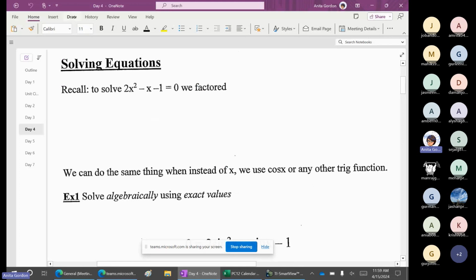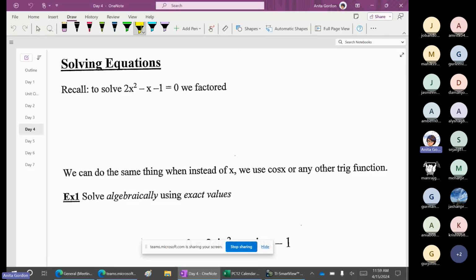Okay, so in grade 11, and grade 10 probably too, you learned how to factor a quadratic to solve for x. So if you have a quadratic function and it equals 0, we look at the first number and the last number. We're looking for two numbers that will multiply, 2 times -1 is -2, and we'll add to the middle number, which is -1. What are my options? Multiply to -2, add to -1.